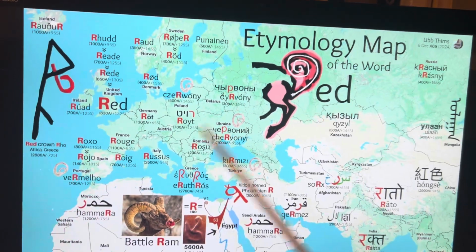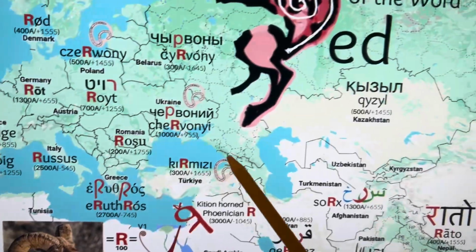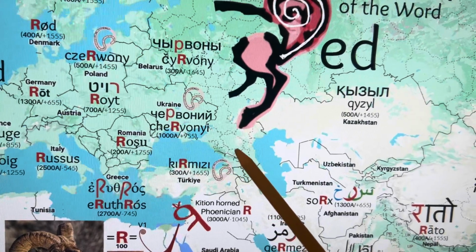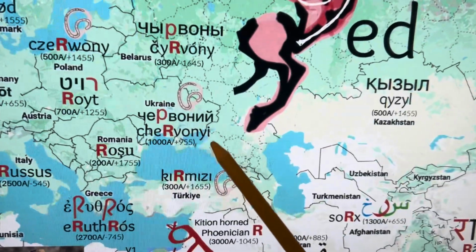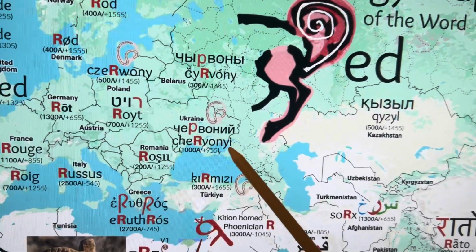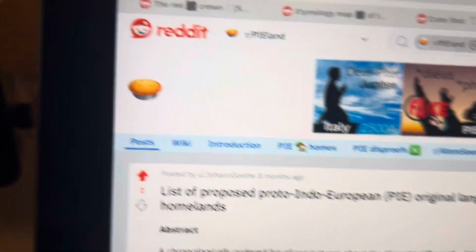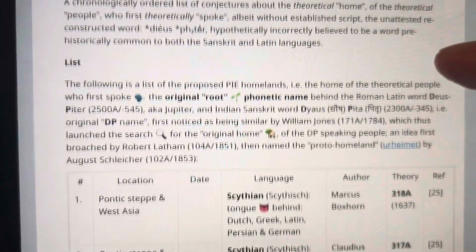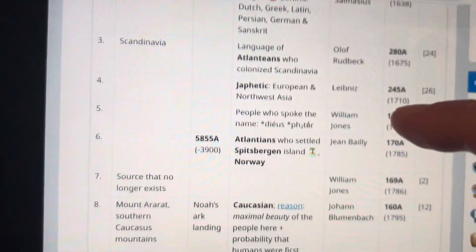But jokes aside, what this user is complaining about is they've been taught since they went to school that all of the etymologies of all these words comes from Pyland, Proto-Indo-European land, which is somewhere around the Caucasus Mountains here. Over here, if you go to the Pyland sub, if you click on Pi Homes, you can look through the top 35 theories of the origin of the proto-languages of all of Europe.